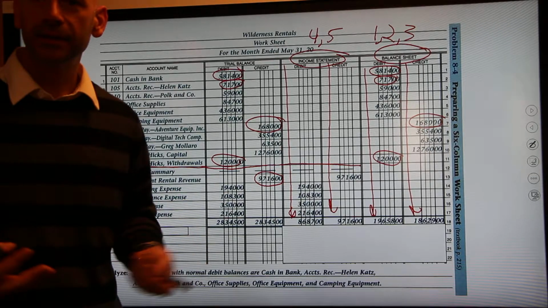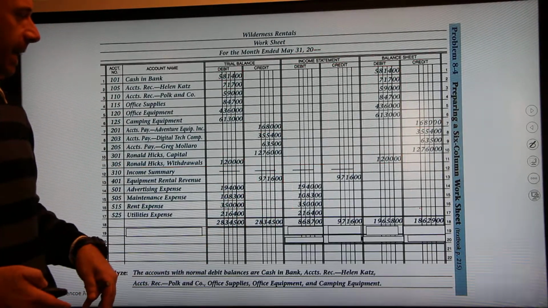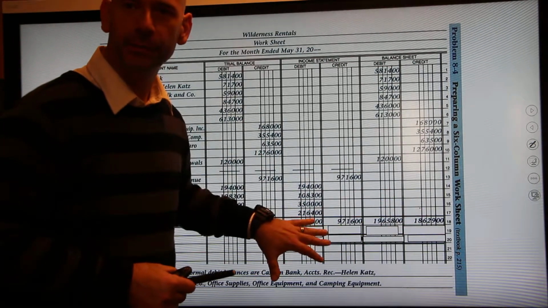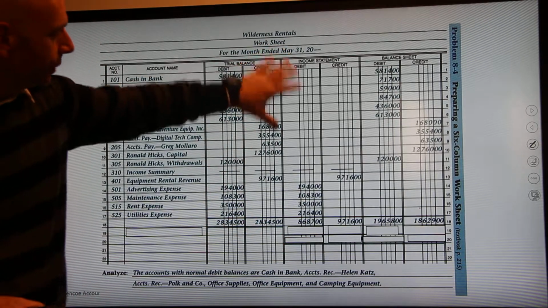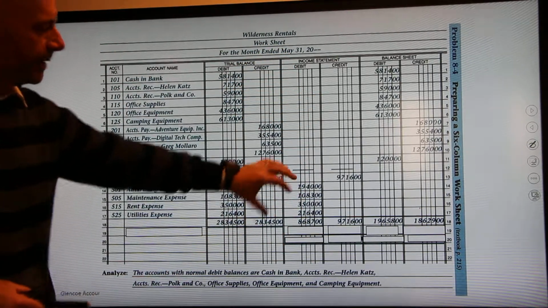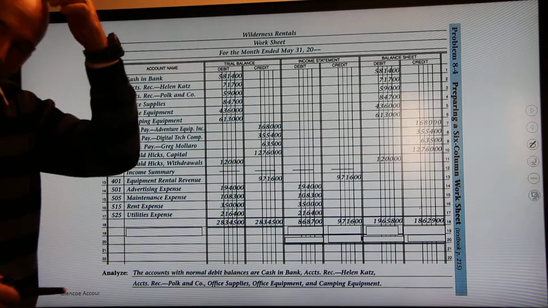I know that we've taught that the way you check yourself is to make sure everything is in balance. But this is how we can check. The way that we know that we're doing it right is we need to find the difference between them. If we start in the income statement and look at the difference between our debits and our credits, it should be the same difference as the difference between our balance sheet debits and credits.